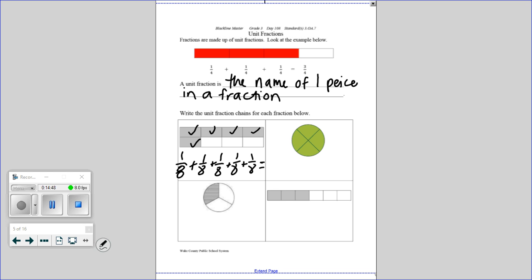Equals. What does my unit fraction change? 1/8 plus 1/8 plus 1/8 plus 1/8 plus 1/8. Maddie? 5/8. That makes sense because if I count all my shaded pieces, there are 5 of them out of a total of 8, which should be my denominator.